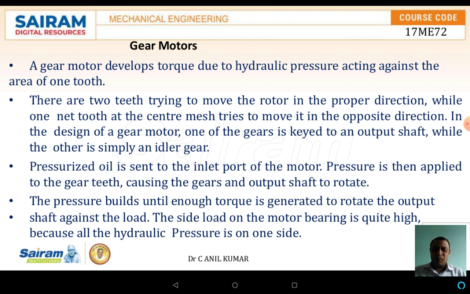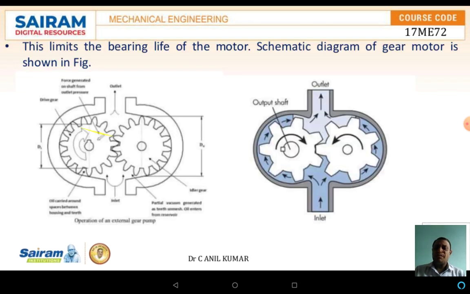The side load on the motor bearing is quite high because of the hydraulic pressure on one side. The schematic diagram shows the gear motor, which consists of two different gears. One is the driving gear, or driven gear, which is mounted on the shaft. The other one is the idler gear, also called the follower gear. The entire gear assembly is placed in the casing.